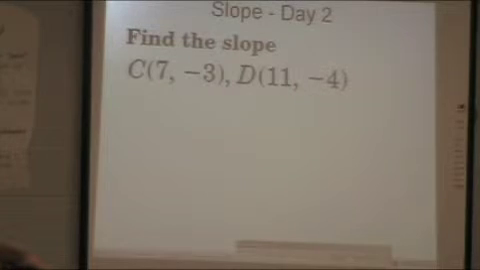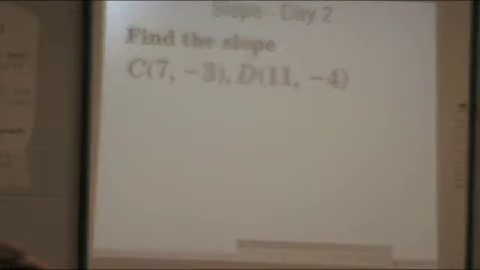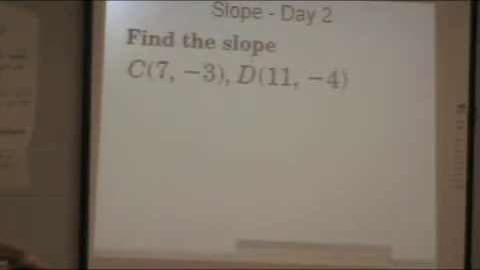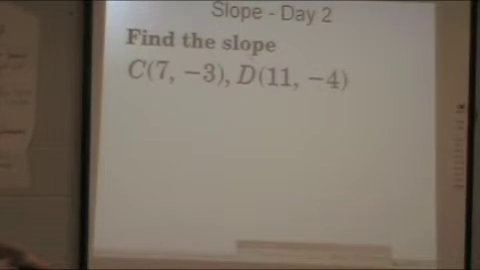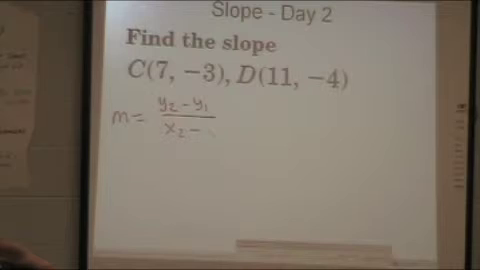Okay, so today we're in day 2 of slope. Up to this point, given 2 points like this, the only way we could find the slope was to graph and do rise over run. But now today we're going to learn a way to use an equation to find the slope. Now the equation for slope is m equals, what's m stand for? Slope. M equals y2 minus y1 over x2 minus x1. So that's your equation for the slope that we're going to use today.